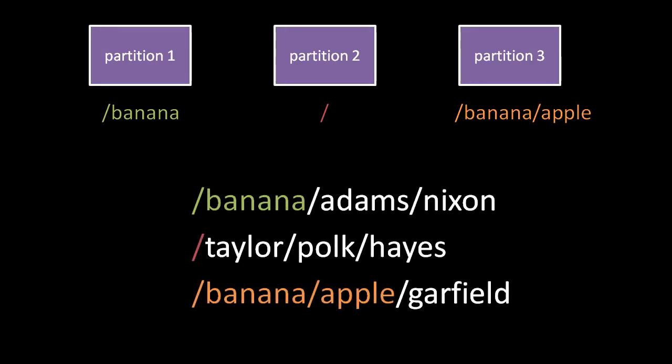With these partitions mounted like this, the path /banana/Adam/Nixon now refers to a file or directory named Nixon, listed in the directory Adams, listed in the root of partition 1. The path /Taylor/Polk/Hayes now refers to a file or directory named Hayes, listed in the directory Polk, listed in the directory Taylor, listed in the root of partition 2. The path /banana/Apple/Garfield refers to a file or directory named Garfield, listed in the root directory of partition 3.